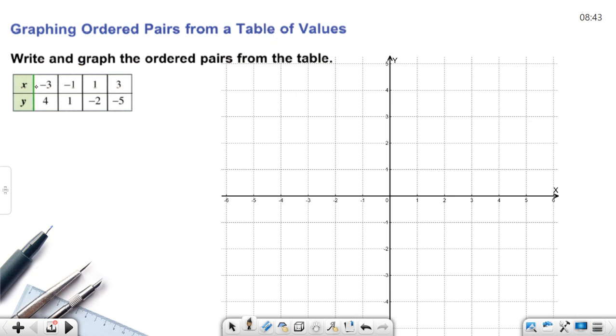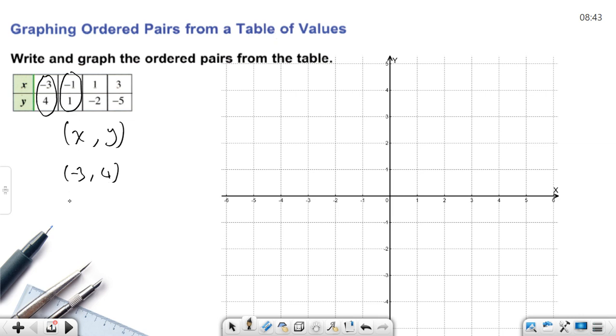As you see, there's a table. There are x values, and according to each x value, we have a y. So we will make ordered pairs with these values. Don't forget, in an ordered pair, the first value shows the x, and the second value is the y value. According to that, you can write -3 and 4 as the first point.